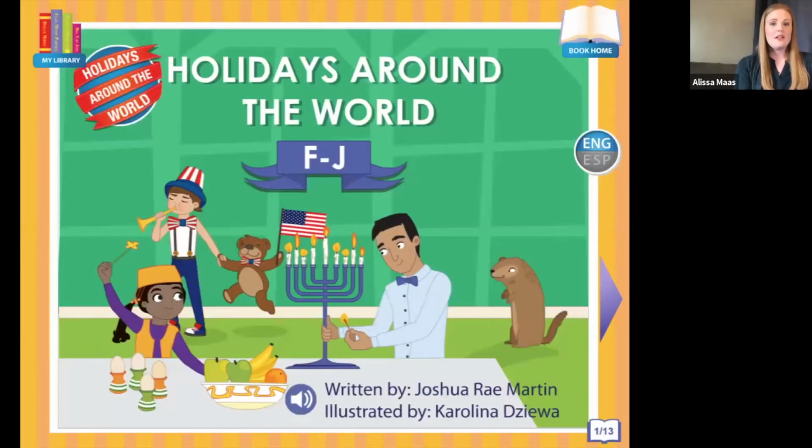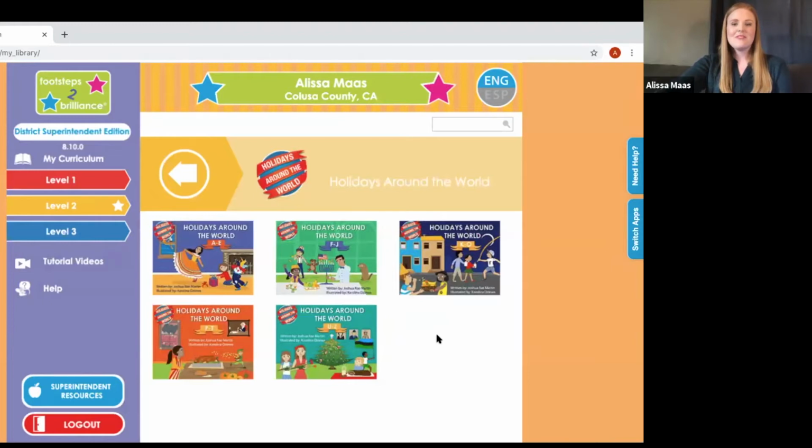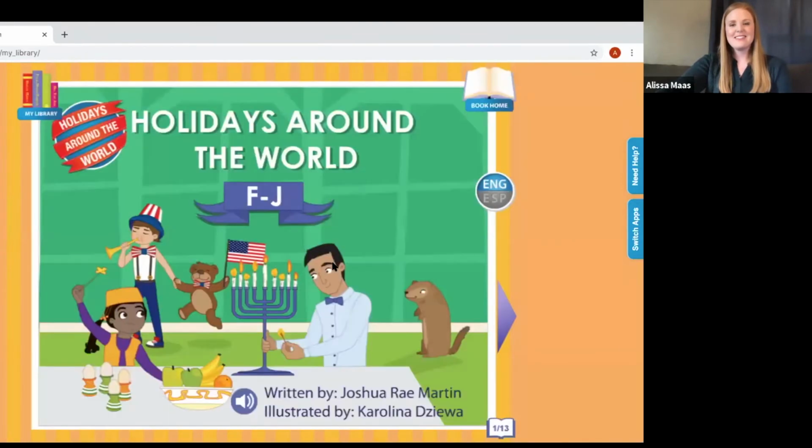To read some stories about the first two holidays, we are going to go into Footsteps to Brilliance Level 2, Holidays Around the World. After logging into my Footsteps to Brilliance account, I go to Level 2, which is the yellow level. Then I go to my library where I find Holidays Around the World. Let's click inside. For Groundhog Day and Fastelavn, we need to go to Holidays Around the World, F through J. Here it is. Holidays Around the World, F through J.